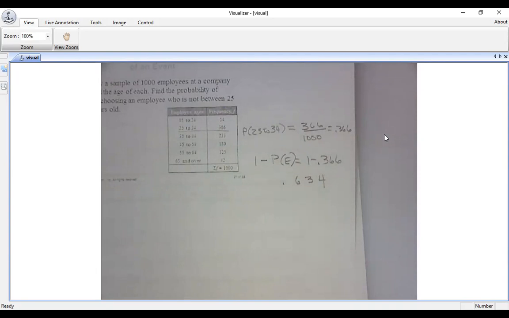Fortunately, they were nice enough to give us 1,000 in the sample because that made it easy to calculate. So they do it the same way Tamarian did. We found the probability in that group, subtracted it from 1, and we got 0.634, about 63%, a little over 63%. But on the test, you can put the fraction or the decimal.